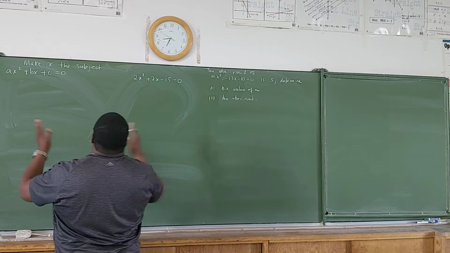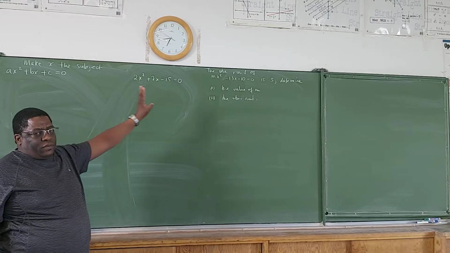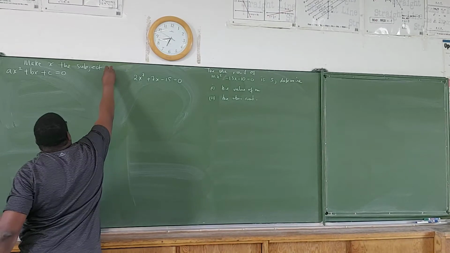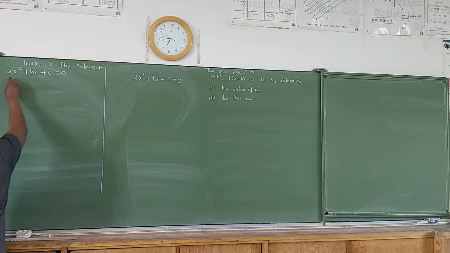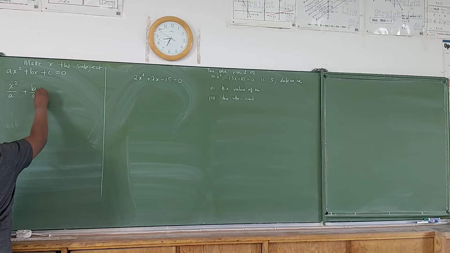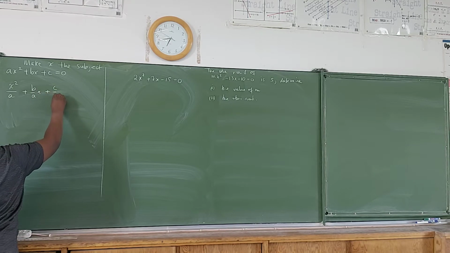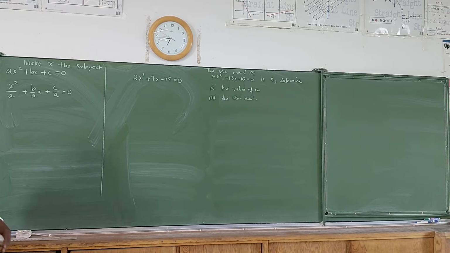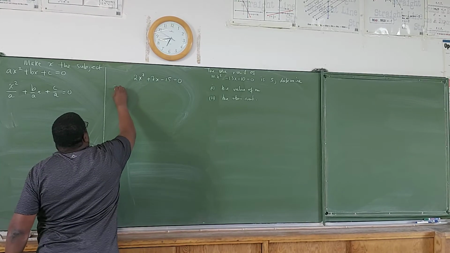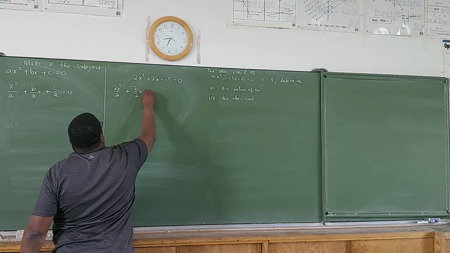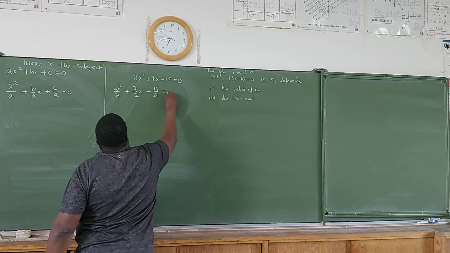So I'm going to do these two things together, so you can see what I do there. The first thing that we're going to do is divide throughout by a. There's another way: I could first have moved the constant term c. So I'm going to divide 2x squared by 2, plus 7x divided by 2, minus 15 divided by 2, equals 0.